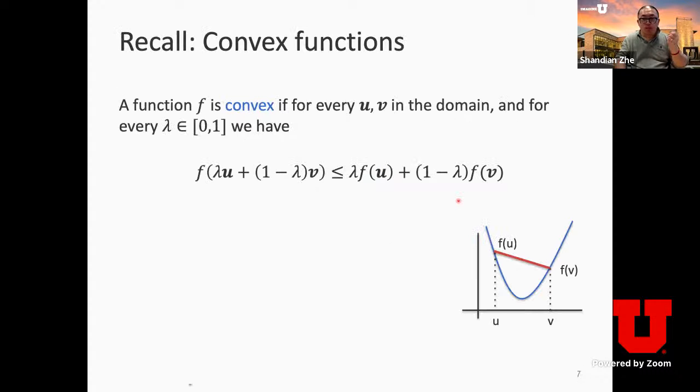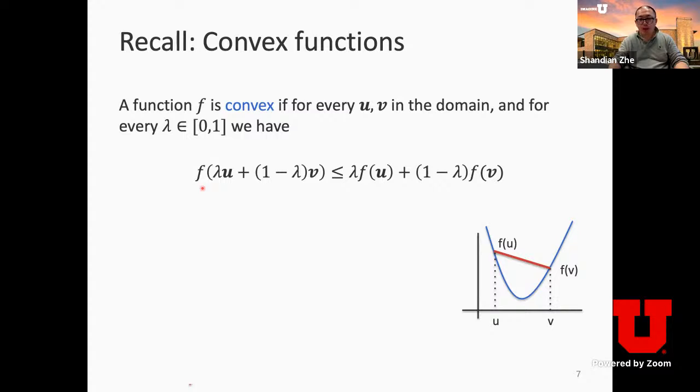Okay. Now let's recall the definition of a convex function. If we say a function f is convex, that means for every input in the domain, say u and v, and for every lambda value between 0 and 1, the function value of this linear combination by lambda at u and v is less than or equal to the linear combination of their corresponding function values. This can be summarized by this inequality, which is called the convex inequality.